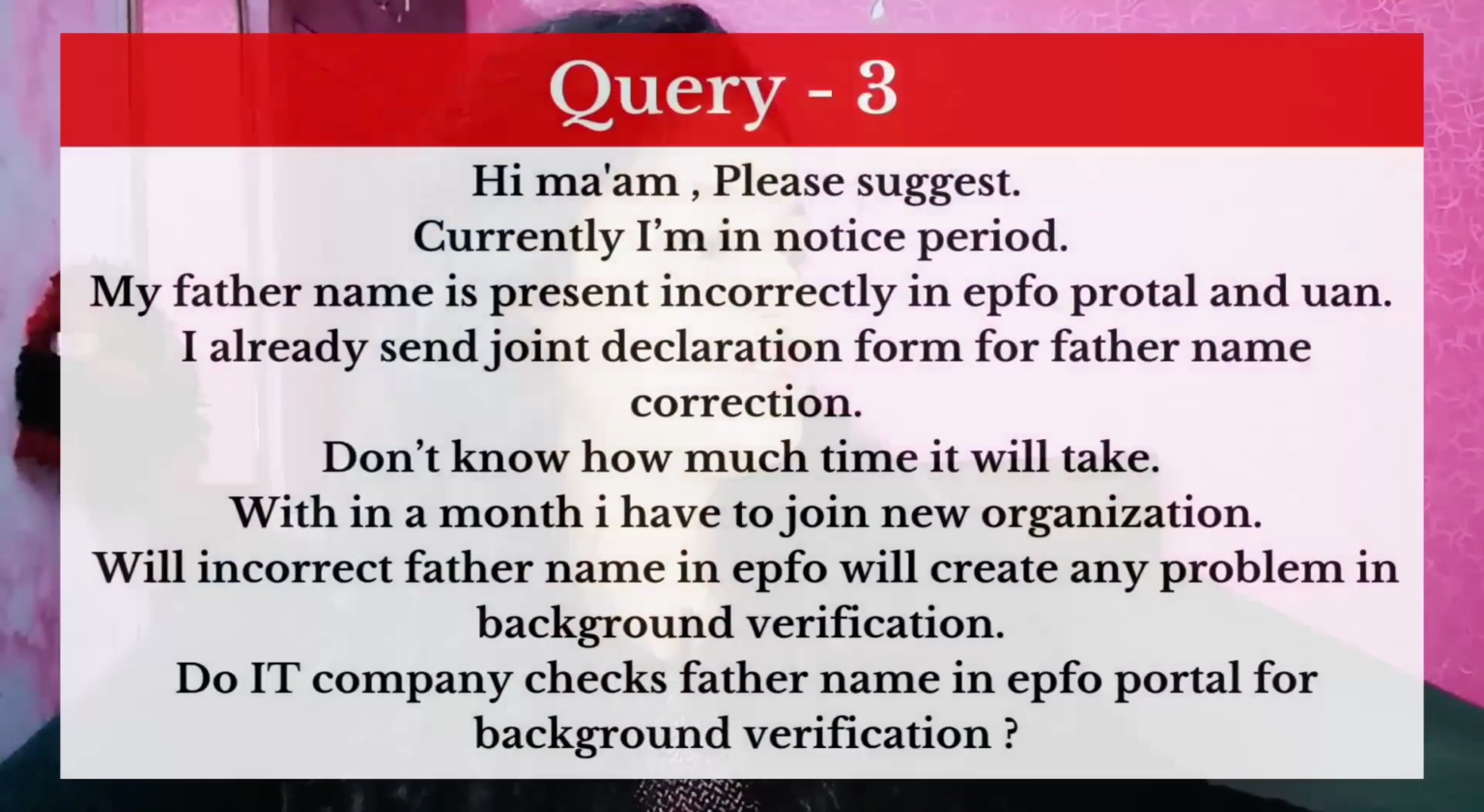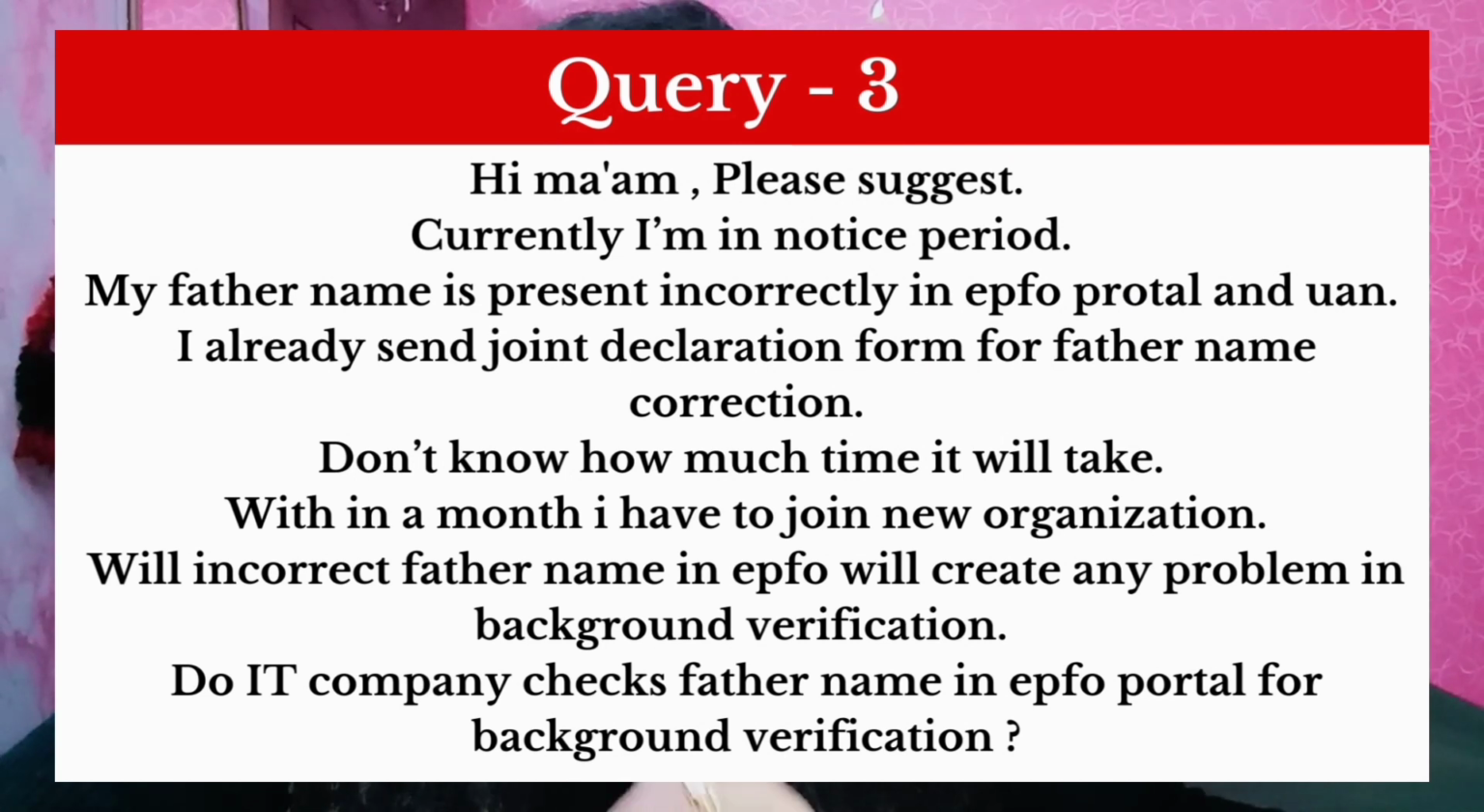Hi ma'am, please suggest, currently I'm in notice period. My father's name is present incorrectly in the EPFO portal and UAN. Okay, father's name is incorrect. I already sent the joint declaration form for father's name correction. Don't know how much time it will take. Fine, you have done this. Within a month, I have to join the new organization. Will the incorrect father's name in EPFO create any problem in the background verification?